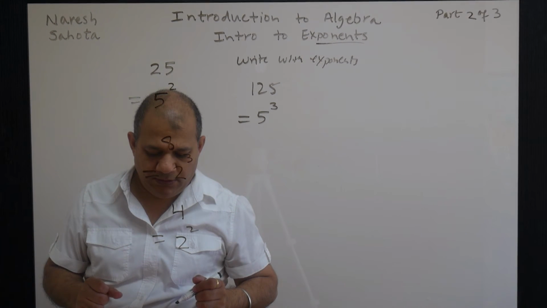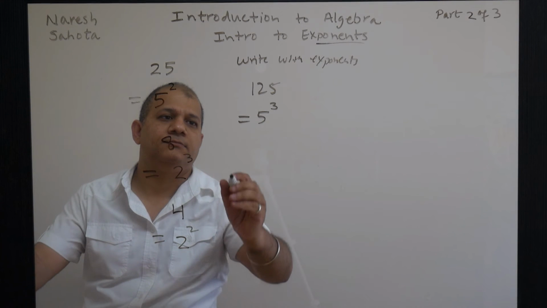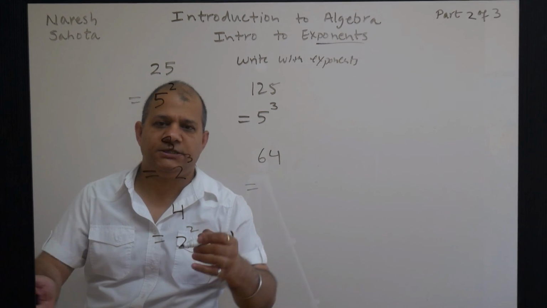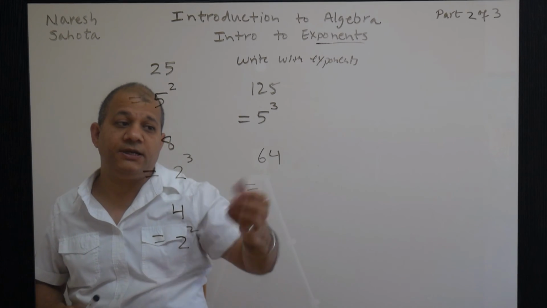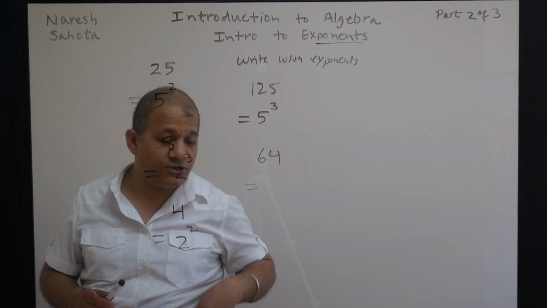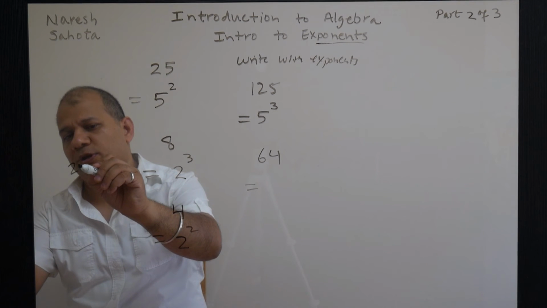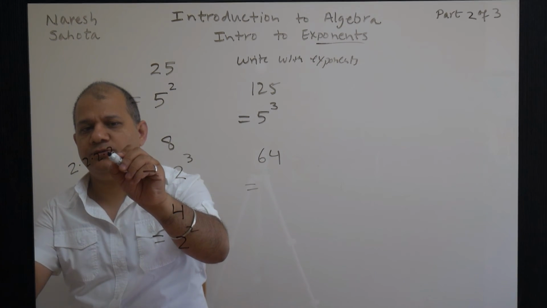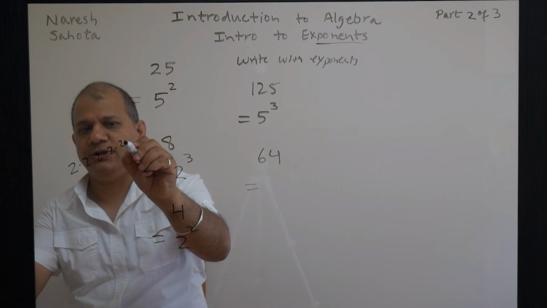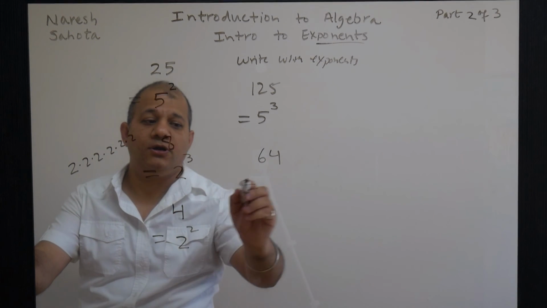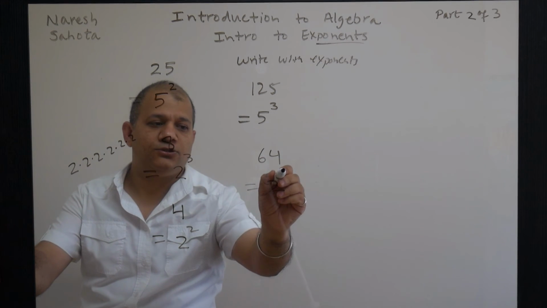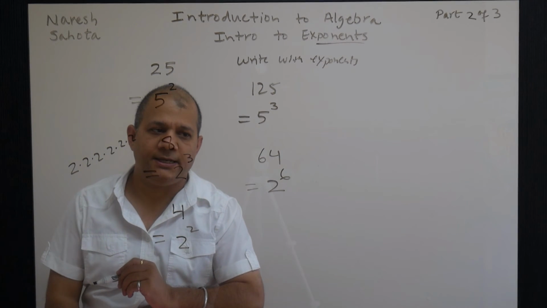Alright, so now let's look at 64. Here you can have more than one answer. So if you start with the 2, you know that 2 times 2 is 4, times 2 is 8, times 2 is 16, times 2 is 32, times 2 is 64. Okay, so 2 to the 1, 2, 3, 4, 5, 6. So 2 to the 6 gives me that.